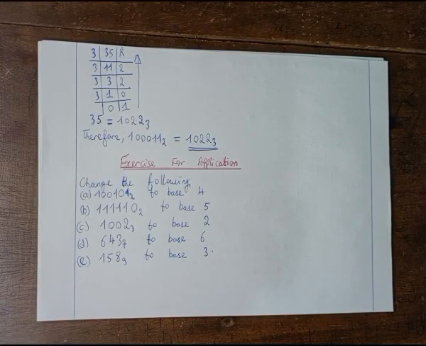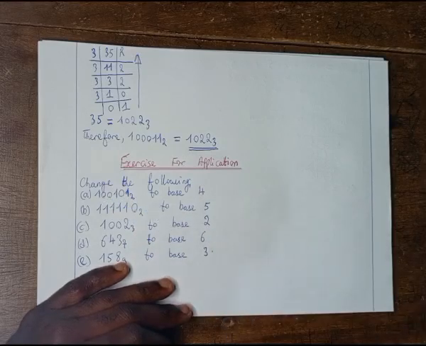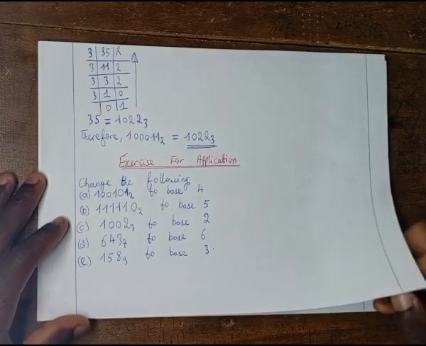We will continue from where we ended last time with the following exercise for application on changing from one base to another. The question goes, change the following. For A, we have this binary number 100101 in base 2. We have to change it to base 4.